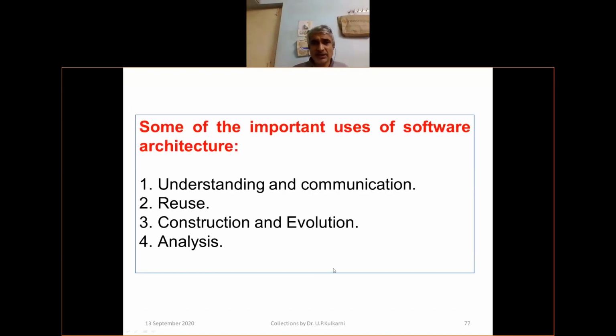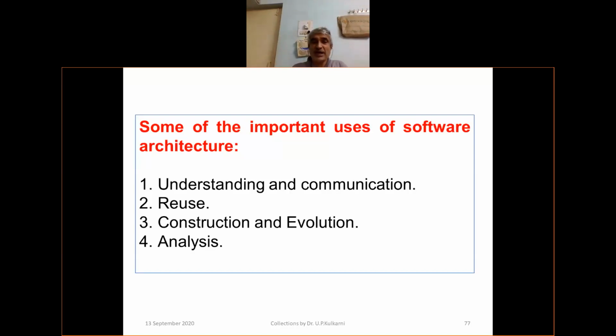So let's look at what I've written. The importance of software architecture is understanding and communication. You can communicate better with all your team members. You can reuse because no domain-specific words have been attached; they are generic, client, server. You can construct, build, and evolve on that, and you can analyze on this.